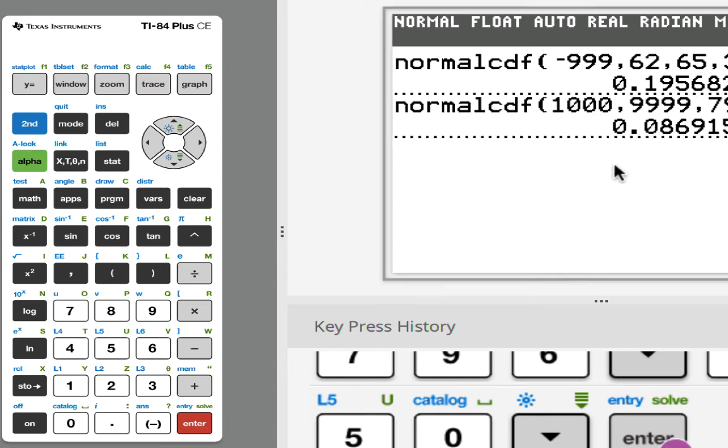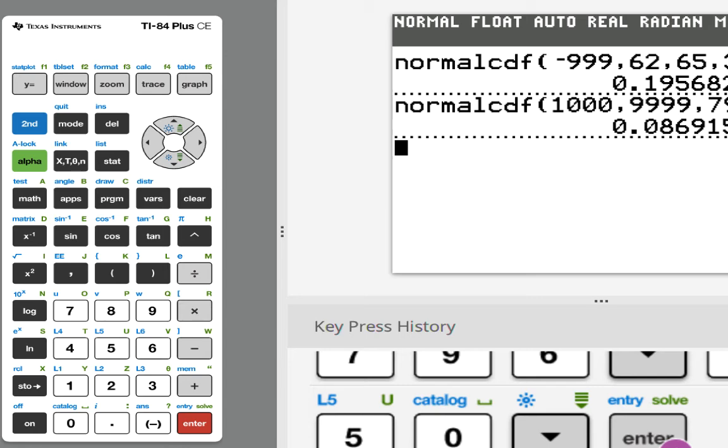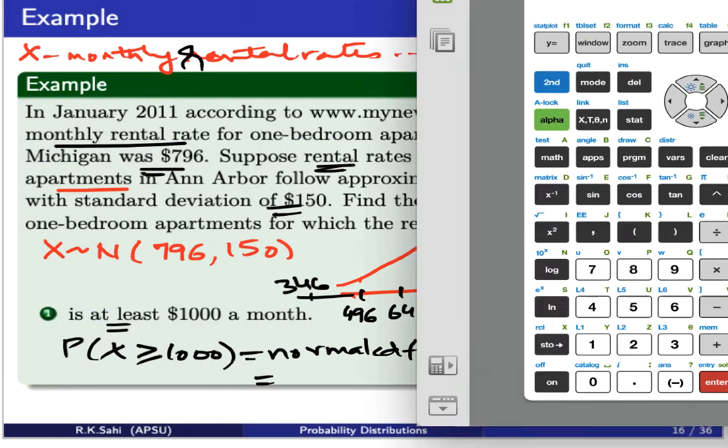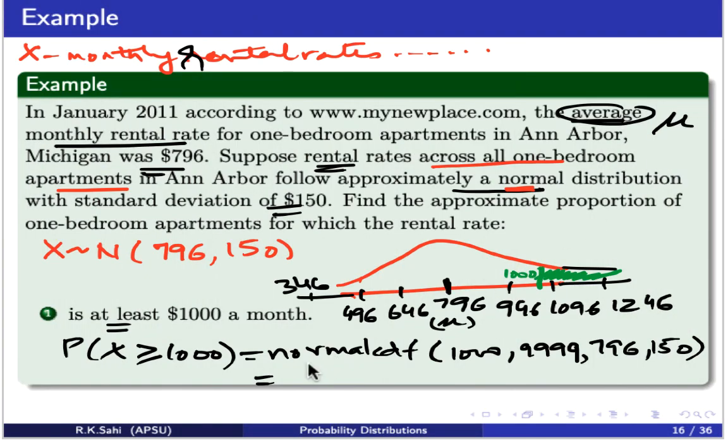What do we get? 0.08691. Okay, let's write that down. So the answer here is 0.0861.